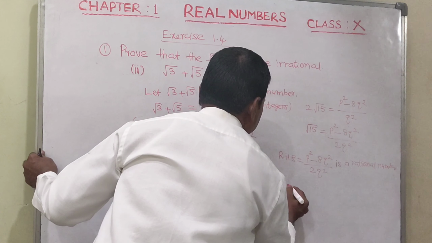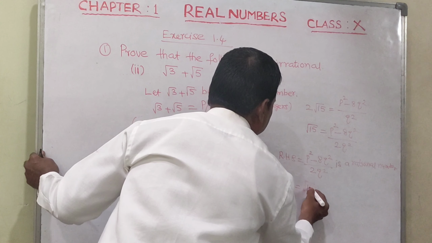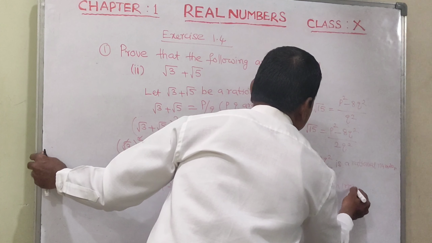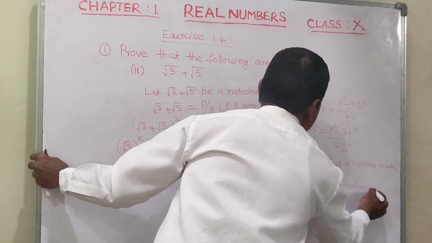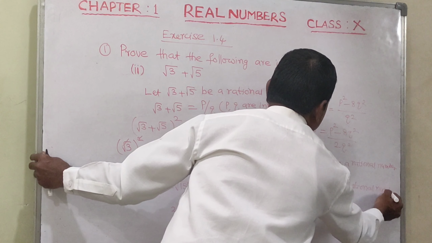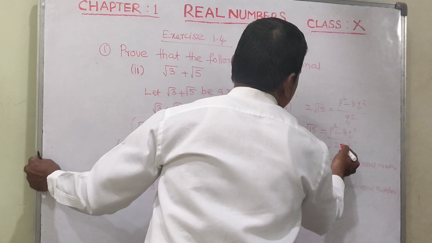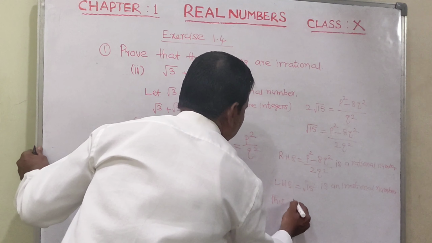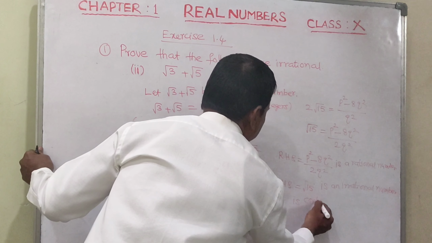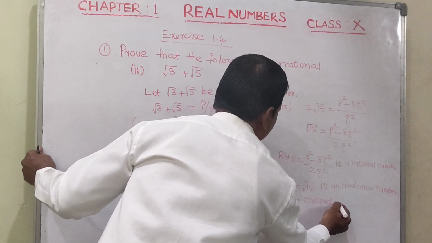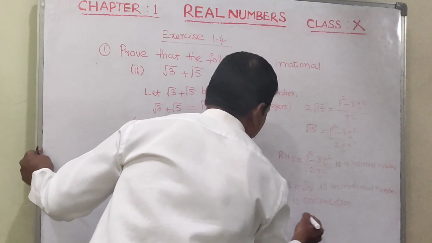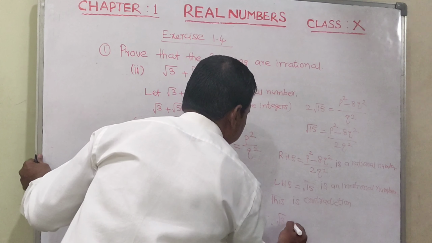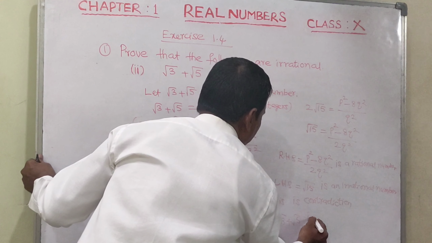And the LHS part, which is root 15, represents an irrational number. A rational number cannot be equal to an irrational number. So, this is a contradiction. Therefore, what we have to write: root 3 plus root 5 is an irrational number.